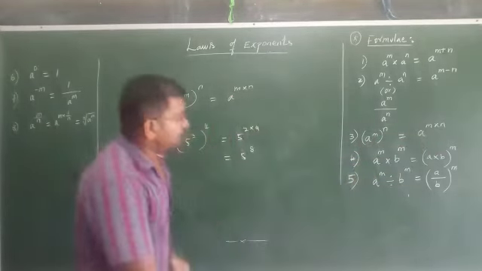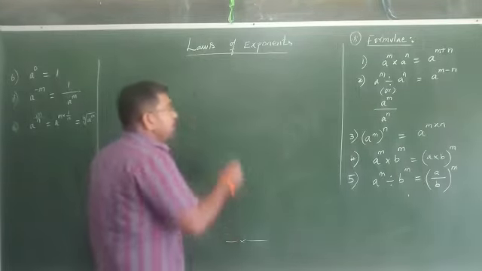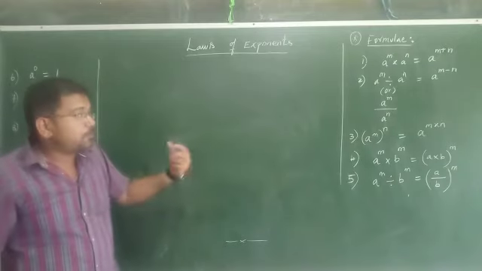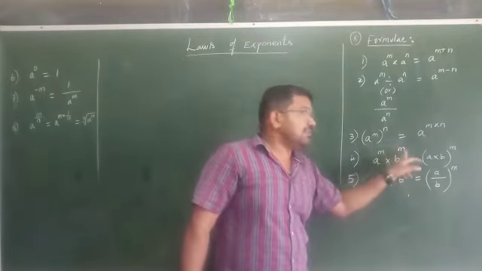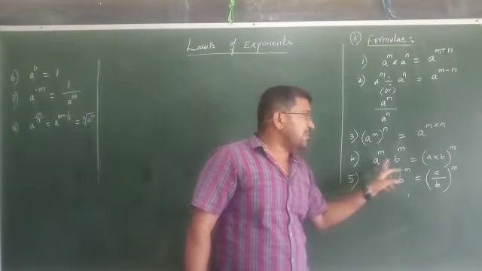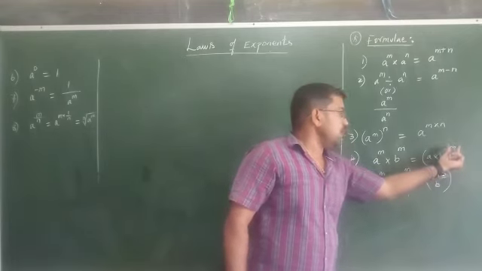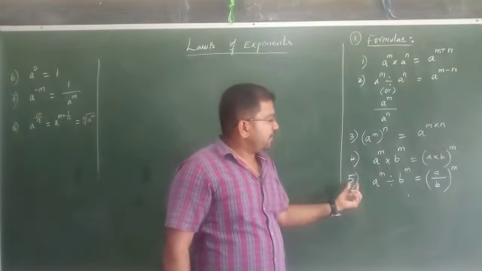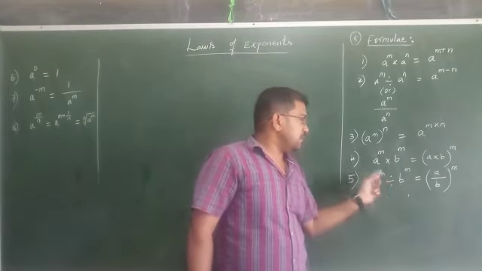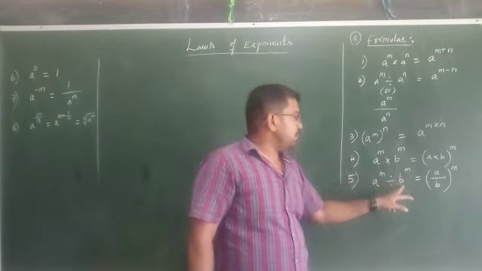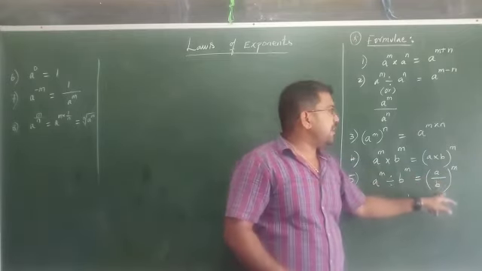The fourth one is the same as the first and second, but here the powers, the exponents, are the same: a power m into b power m. Here the powers are the same but the bases are different, so we write the power only once. Formula number 5 is also similar: a power m divided by b power m. The powers are the same but the bases are different, so we write the power only once, commonly.